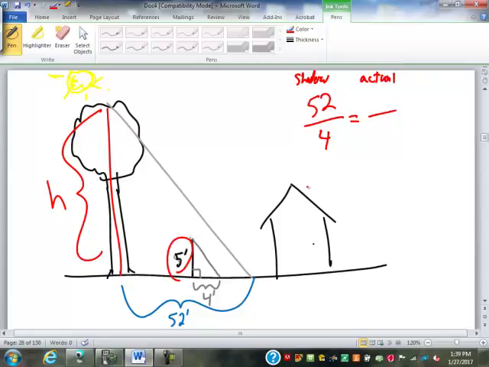5 feet, top or bottom? 5, that goes with the 4. The 4 is the shadow of the stick, so the actual height of the stick has to go with the 4, right? On top, there's going to be the H, the height of the tree. Cross, multiply, and divide, we are going to get what? H is 65 feet.